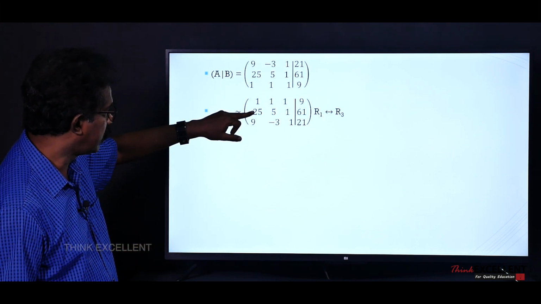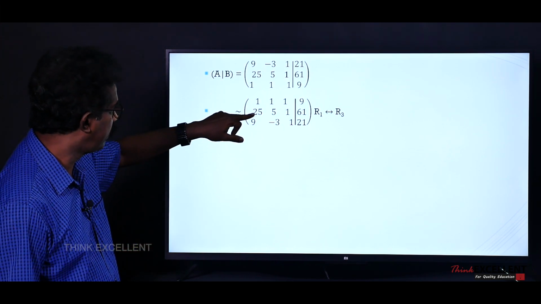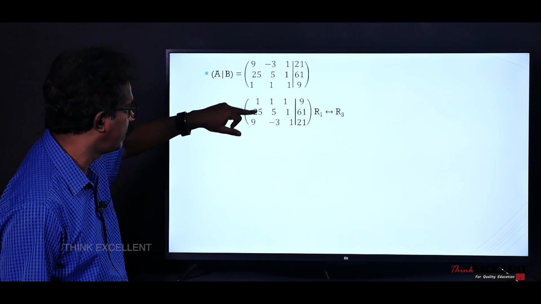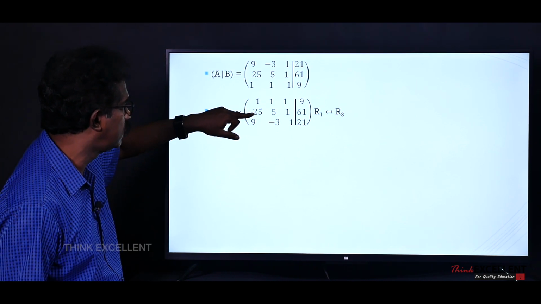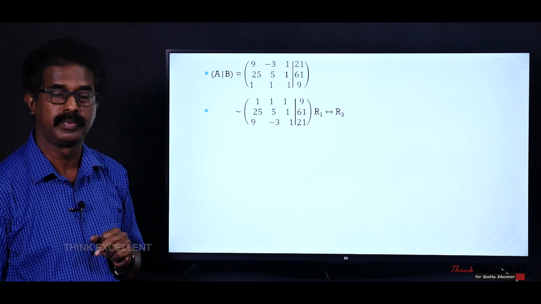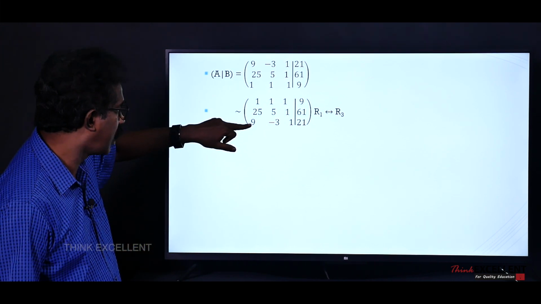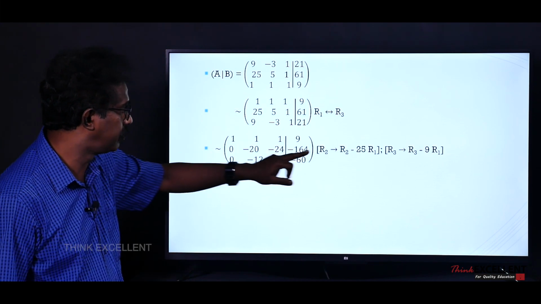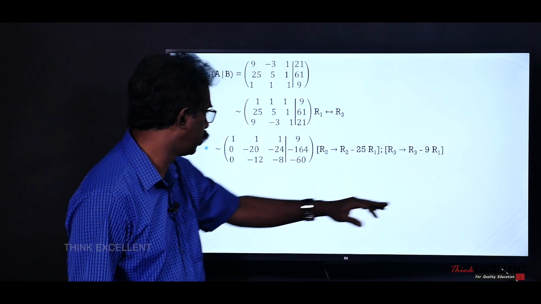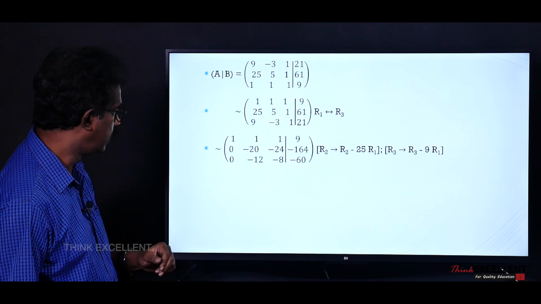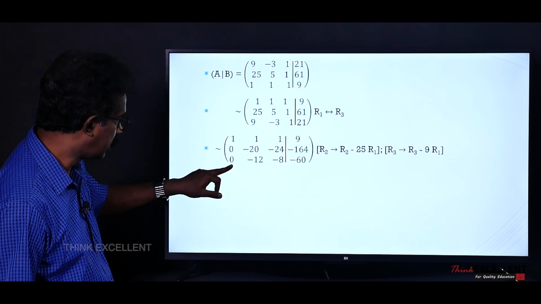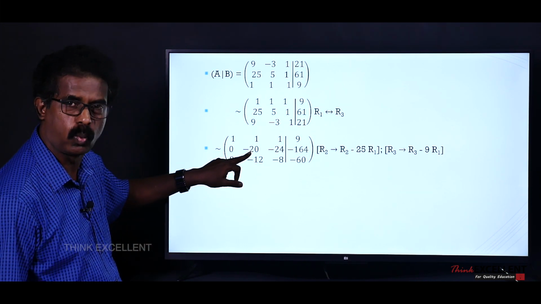Once this is 1, you make these two zeros, right? You know the method. Multiply by 25 and subtract. So R2 becomes R2 minus 25 R1. 9 minus 9, we want to make this 0. So R3 becomes R3 minus 9 R1. You will get this step, okay? Now, first row, first element 1, below that 0. Second row, second element 1.